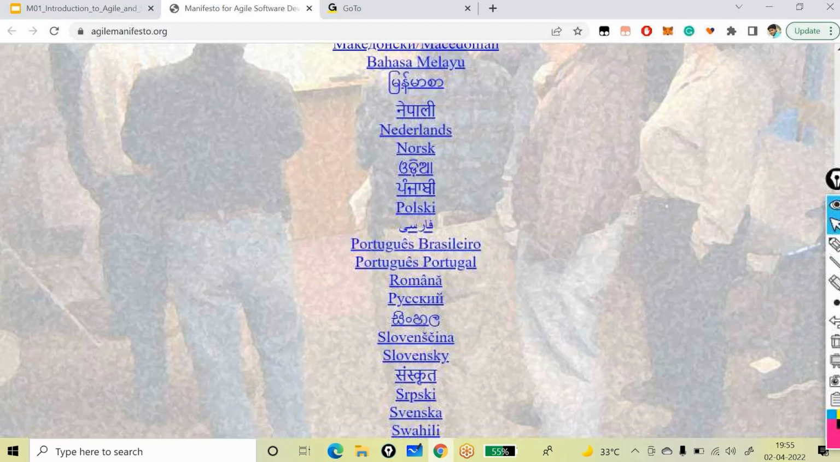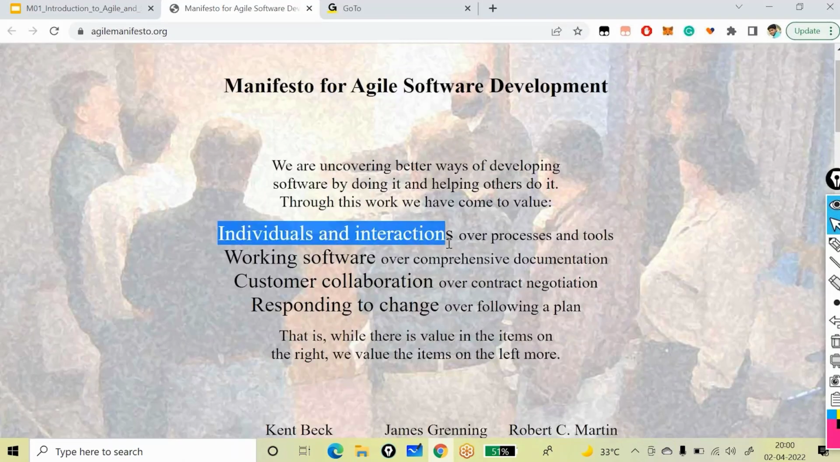Okay, so these are the values. The Agile Manifesto comprises values and principles. There are 4 values and then there are 12 principles. Individual interactions are given prime importance rather than processes and tools, because with individual interaction we are able to get a lot of information when we connect with them, when we talk with them, when we interact with them, right? We get a lot of information from them rather than focusing on processes and tools. That's the first value which the Agile Manifesto is trying to tell us.